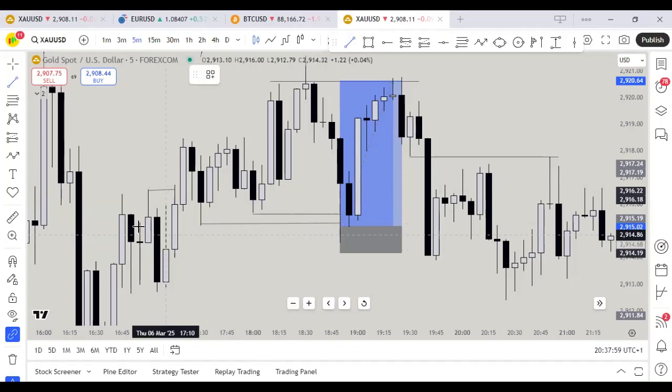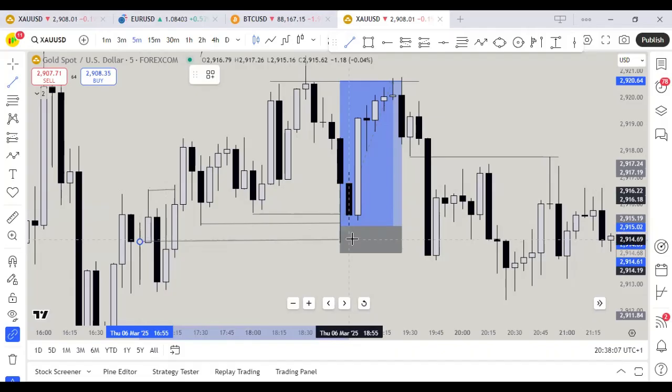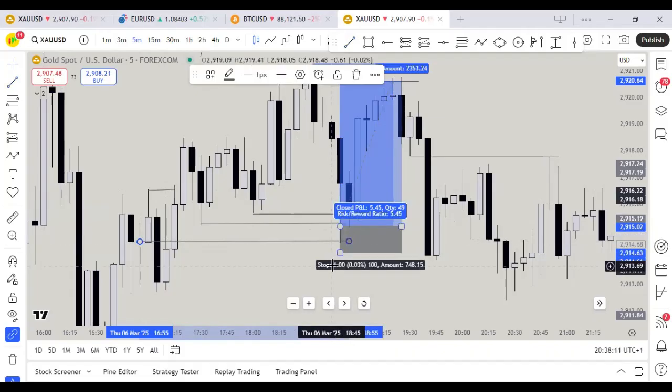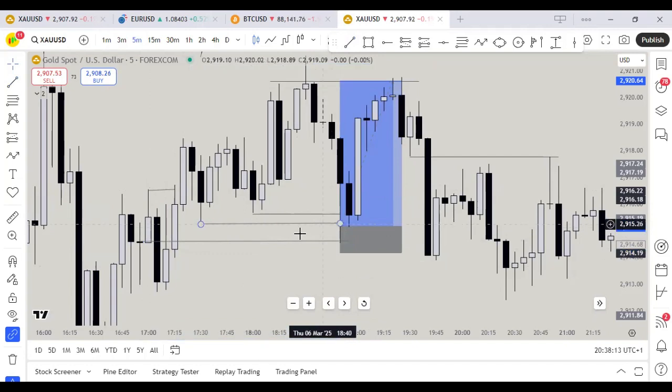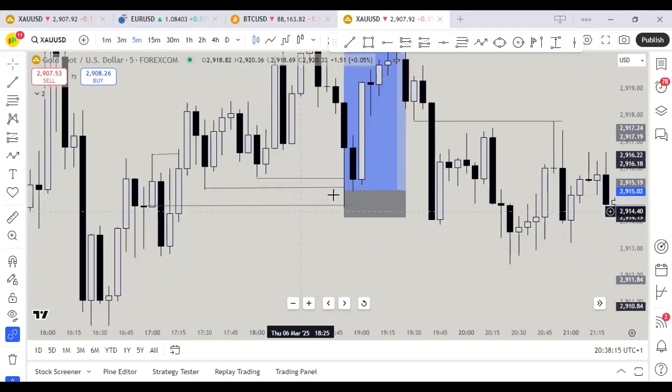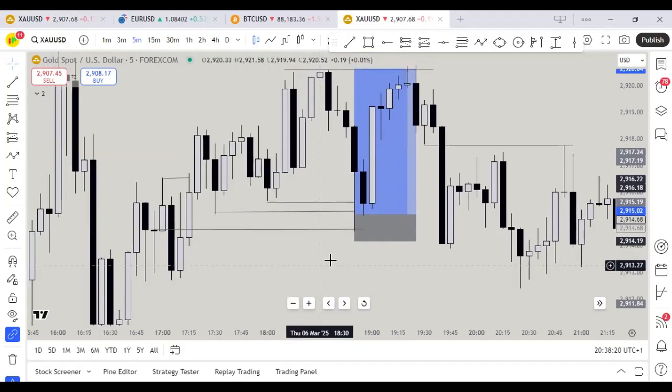Then this is my POI. I actually use this candle as my POI, but I took my trade close to, after this liquidity has been taken out. I took my trade immediately. I didn't wait for the POI. Why? Because as soon as market grabs liquidity, it starts moving immediately.